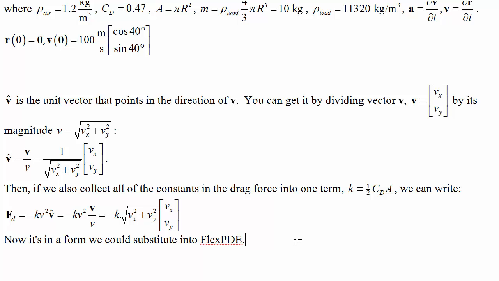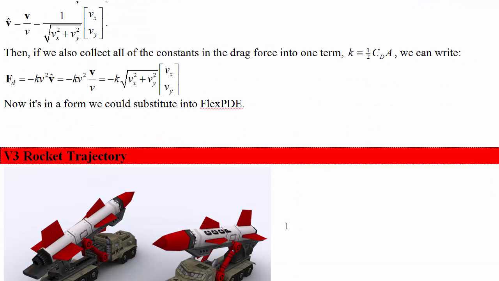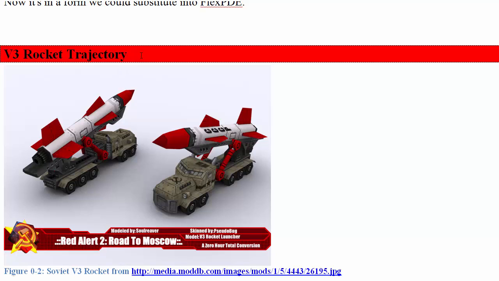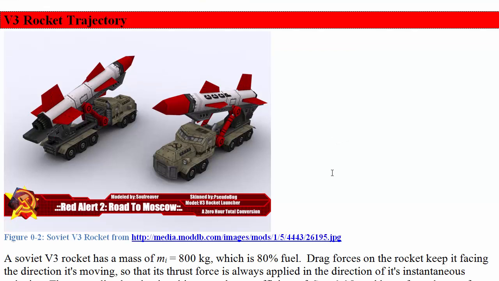Thank you for sticking with it so far. I hope you're not going to be disappointed by the next example, V3 rocket trajectory. So now we're going to analyze how the Soviet Union of the alternate future from the Red Alert series would fire its ridiculous rocket on a truck.